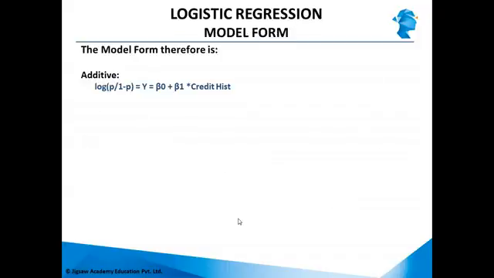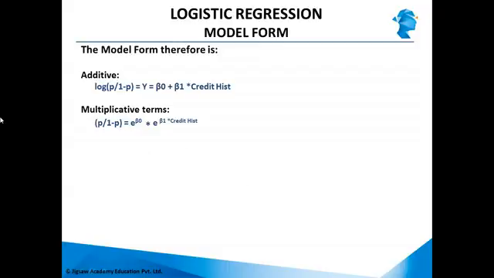Now, if I take the odds ratio, then essentially what I have is an additive model if I want. I simply say log of p over 1 minus p, which is my y variable, equals beta 0 plus beta 1 times my independent variable. So, beta 1 times x1, beta 2 times x2, etc. Now, if I didn't want it in the log form, then I could simply get a multiplicative model. I would simply say p over 1 minus p then becomes e raised to the power beta 0 times e raised to the power beta 1 times credit history.